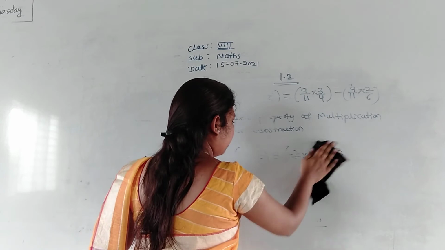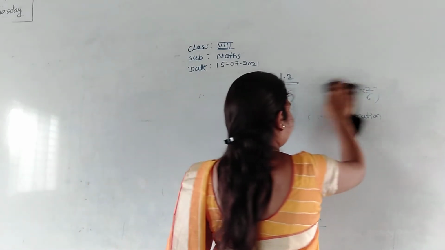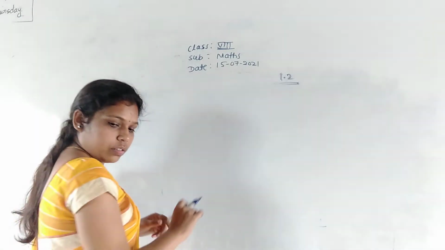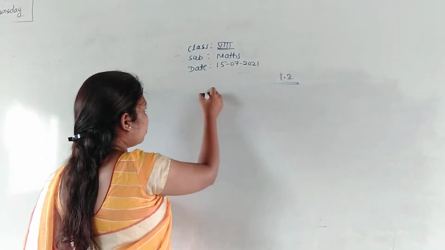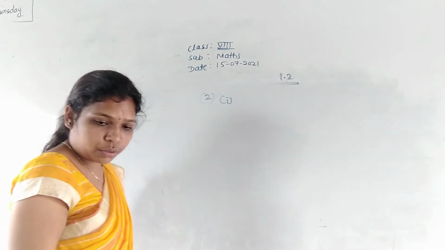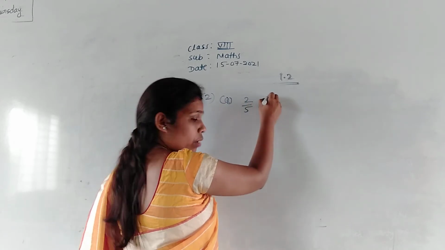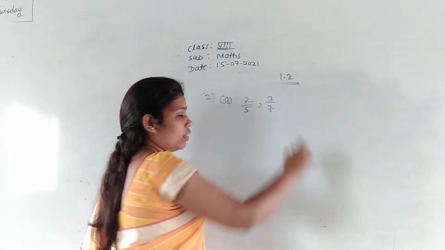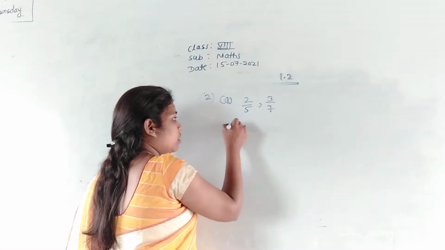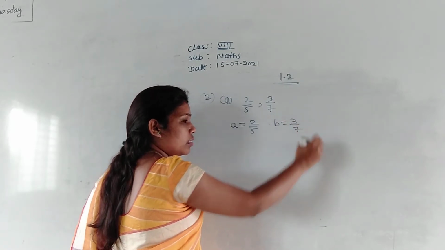Now we solve the second main. In the second main, the first question is 8(1), 2 by 5, comma 3 by 7 given here. So now just consider A is equal to 2 by 5 and B is equal to 3 by 7 here.